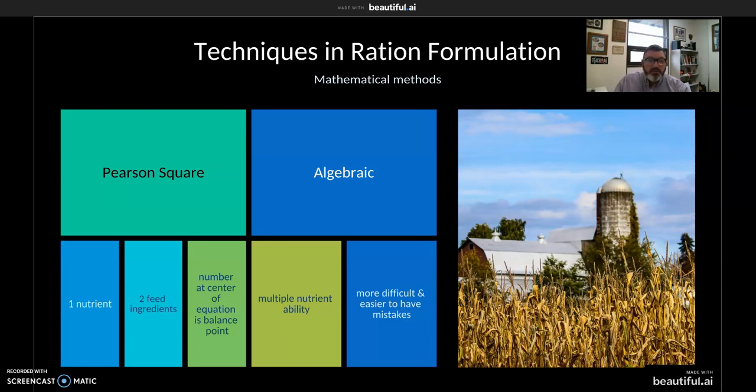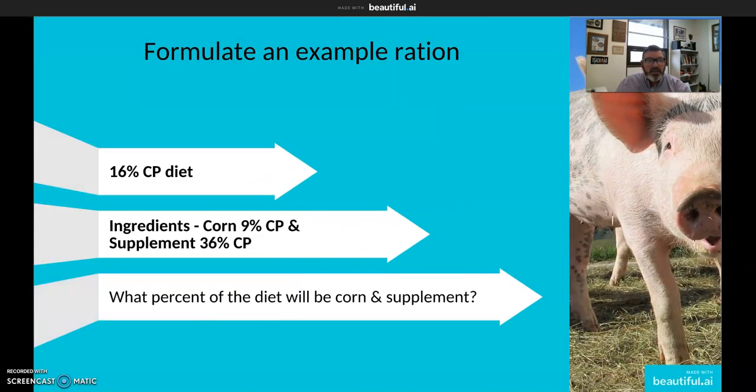So one nutrient, two ingredient options, and the number at the center of the equation is always the balance point. As a rule, and I'll share this again, that number in the center of the equation must be in between the numbers on the left side of the equation. And we'll show you an example here in a subsequent slide.